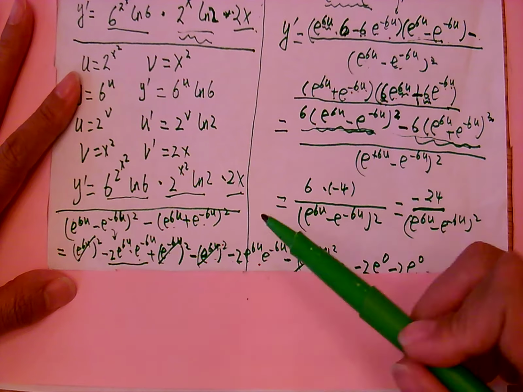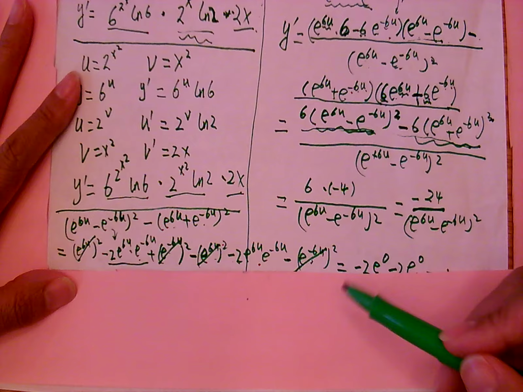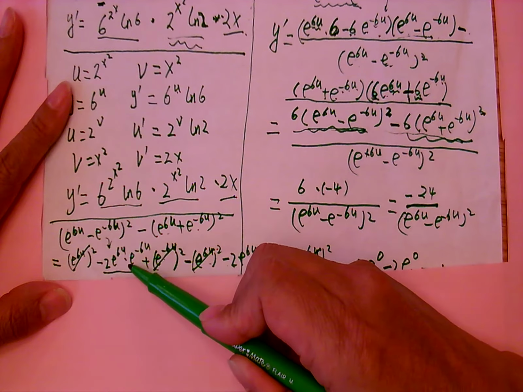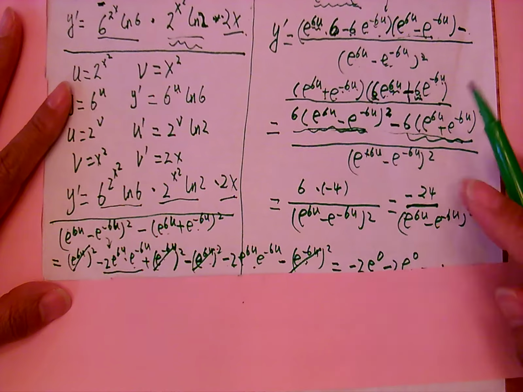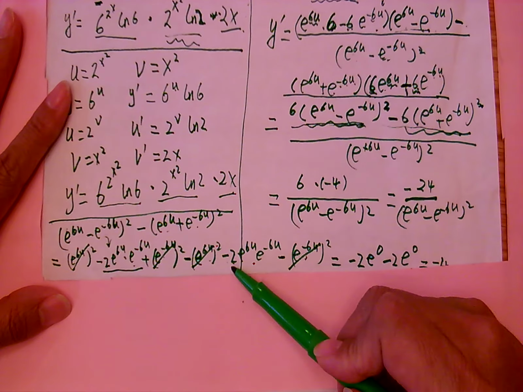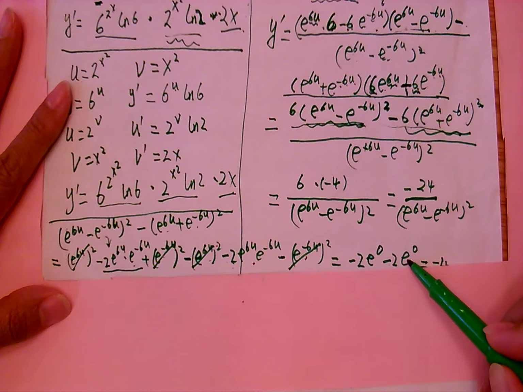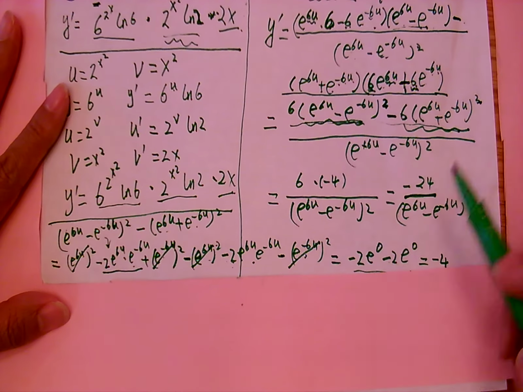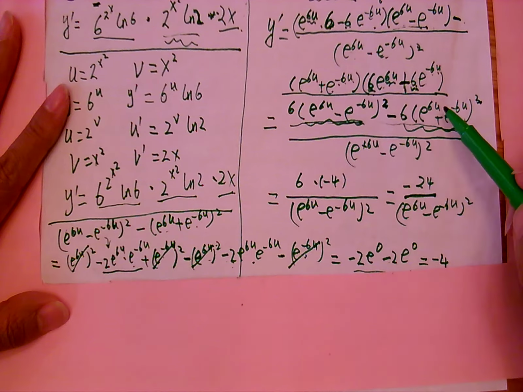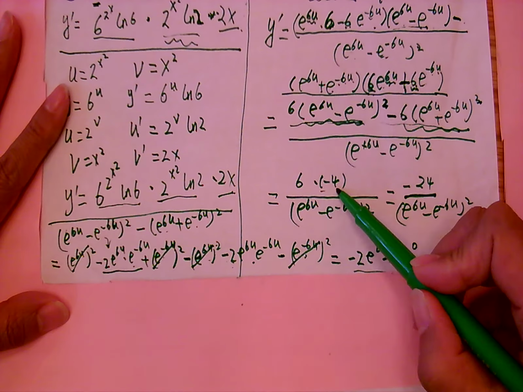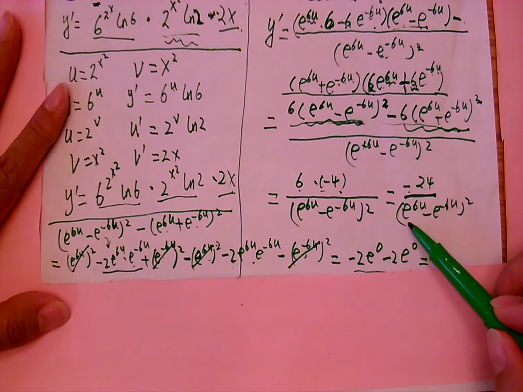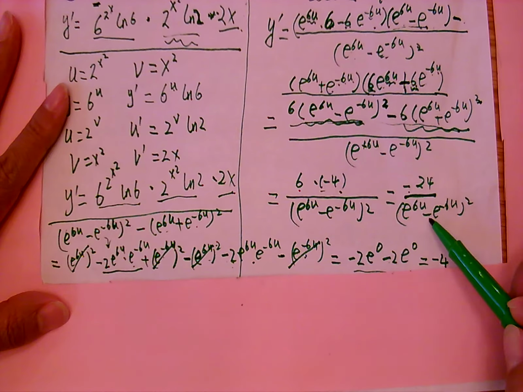Look at this very important part. E to the 6u times e to the negative 6u will give you e to the 0. Same idea here. This will give you minus e to the 0. E to the 0 equals 1, so they become negative 4. So the top will simplify as negative 4 times 6. That's why we get negative 24 divided by e to the 6u minus e to the negative 6u, squared.